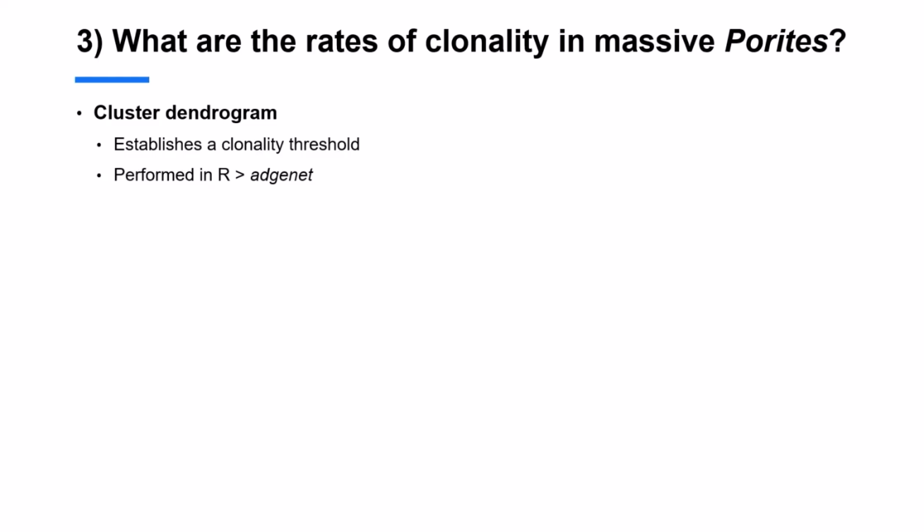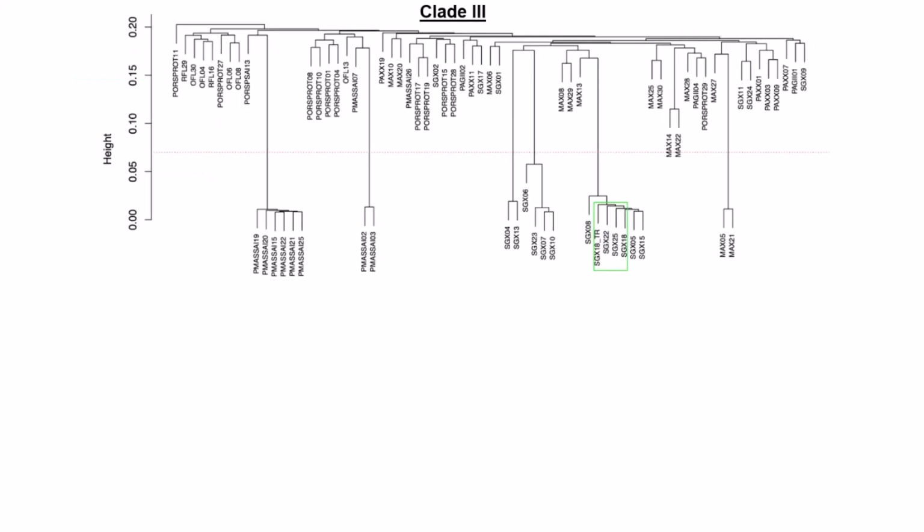Cluster dendrograms are based on identity by state matrices, and they're similar to a phylogeny in what they look like. But importantly, they establish a clonality threshold, above which relationships are deemed to be unique genotypes, and below which relationships are deemed to be clonal genotypes. This analysis was performed in R using the poppr package. And here is what that cluster dendrogram looks like for clade 3. As I said, there's a pretty clear distinction between the clonal genotypes, which are below that red dotted line, and the unique genotypes, which are above that red dotted line.